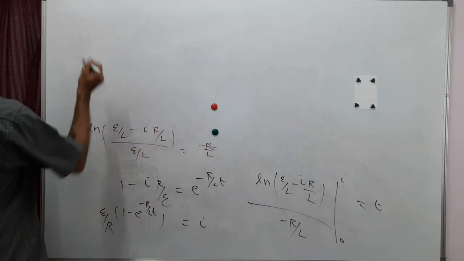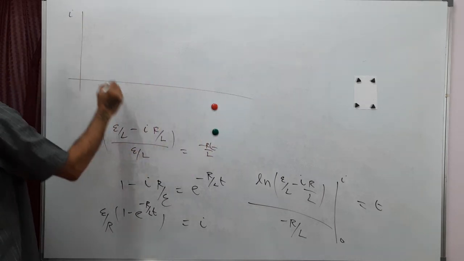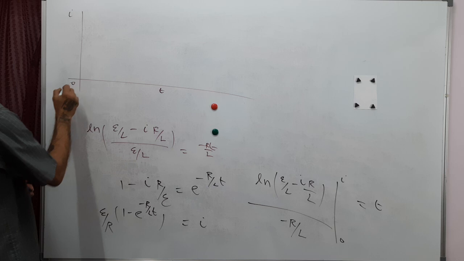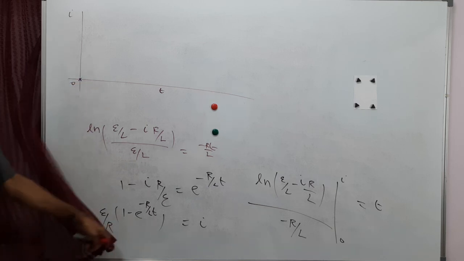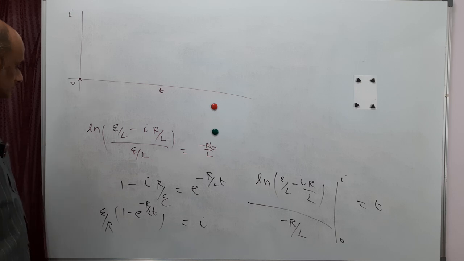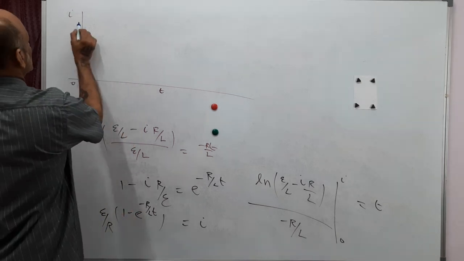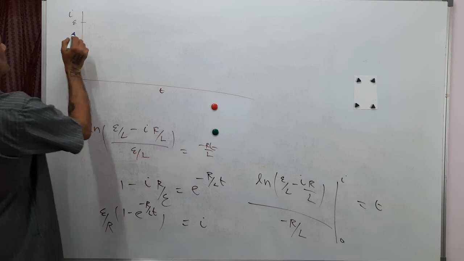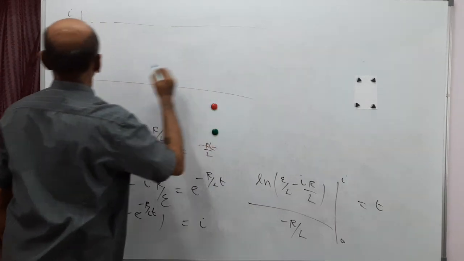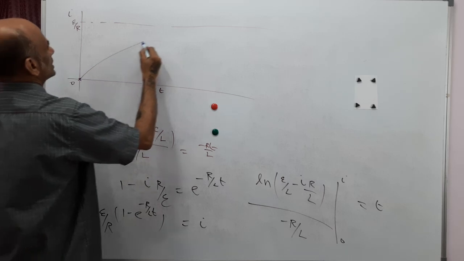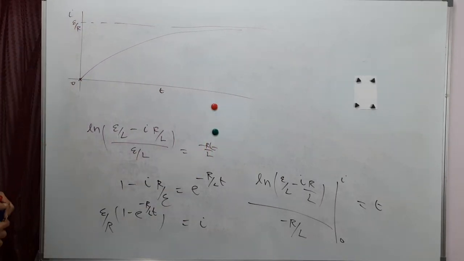So if you plot this current I as a function of time, at t equal to 0, current will be 0. At t equal to infinity, it's minus infinity in the exponent, so this thing is 0, so it will become E by R. This value is E by R. So the current will rise exponentially like this and saturate at the E by R value.